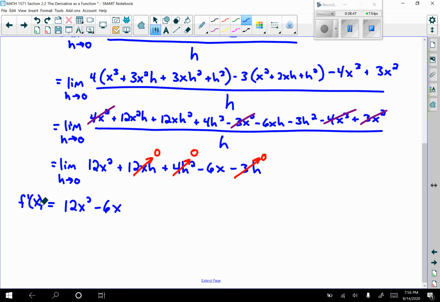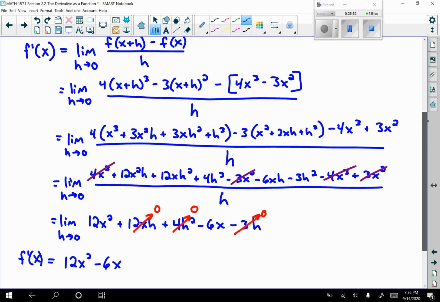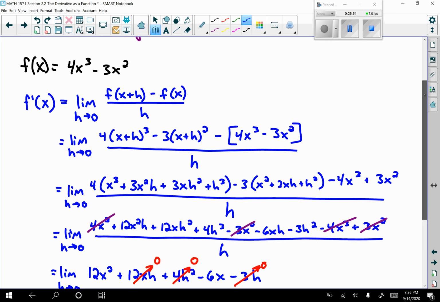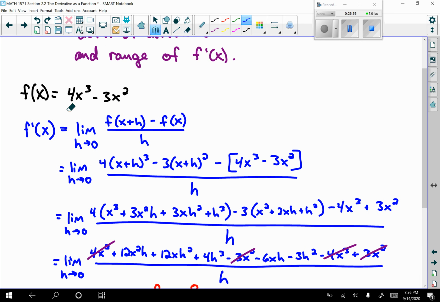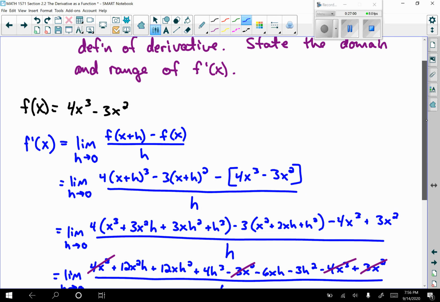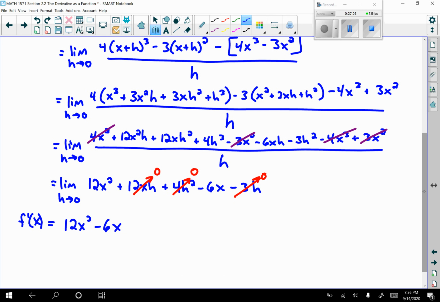Now you're going to see in a couple more sections, there's going to be a nice shortcut way to get to this, and we could check. So if some of you already know this, you can go back up and use that shortcut method right here with the power rule and see if that's what you get. 12x squared minus 6x is what our derivative is at any x value that we're looking at.